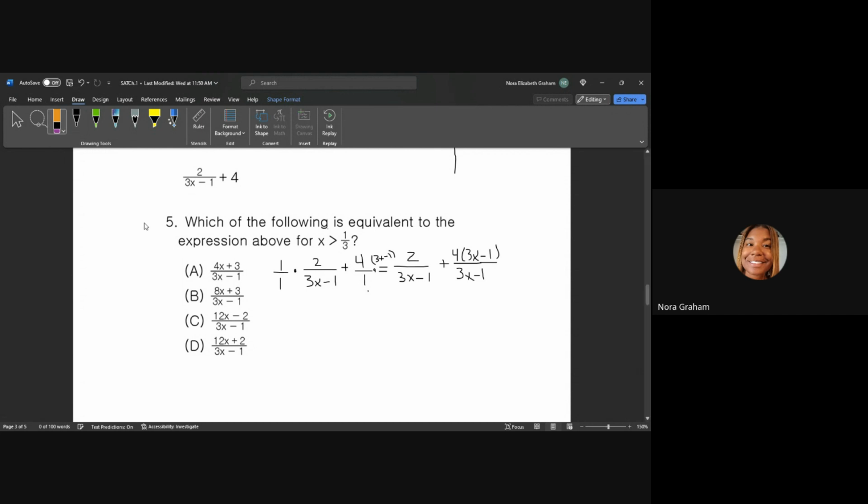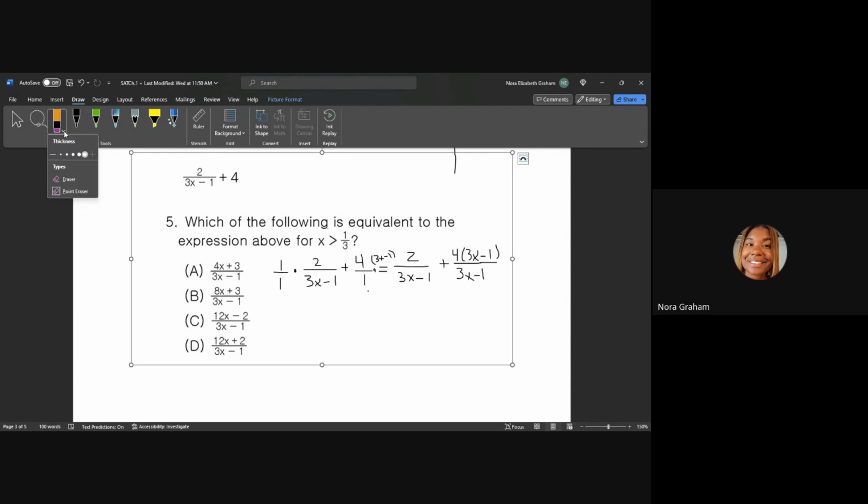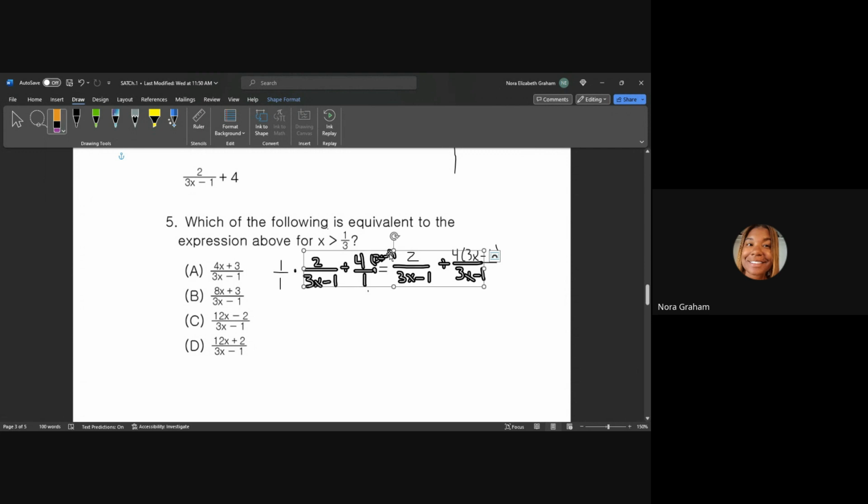If you're confused how I set up that fraction, I'll make a video as well on adding and subtracting fractions, because that's just basic adding and subtracting fraction knowledge. It's not going to let me get rid of that. That's fine. All right, so now I have this portion: 2 over 3x minus 1 plus 4 in parentheses, 3x minus 1 in parentheses, over 3x minus 1. Now both my denominators are the same, so I can rewrite this by adding my numerators.